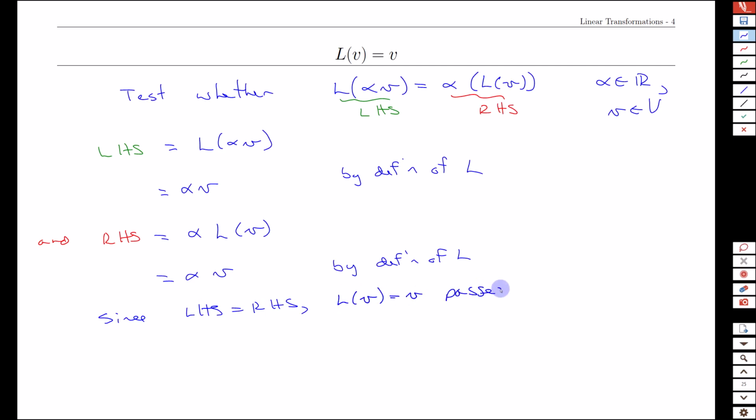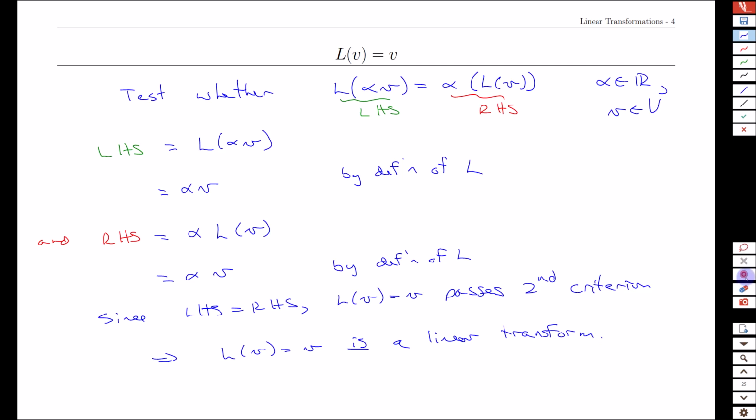L of v equals v passes the second criterion, 2, and both of those together means that L of v equaling v is a linear transform or linear function. Not the most exciting example, I will fully agree with that.